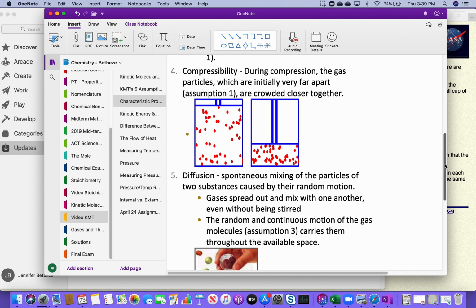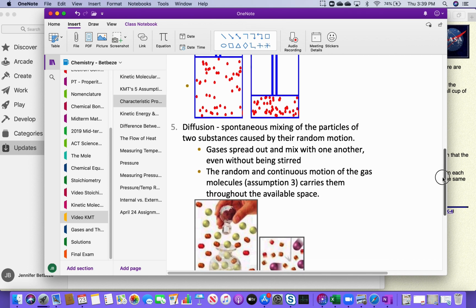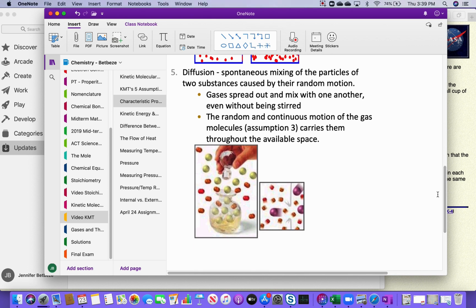And diffusion. So once again, we're getting back to that idea of smelling cooking smells or smelling perfume. Spontaneous mixing. Diffusion is the spontaneous mixing of the particles of two substances caused by their random motion. So gases spread out and mix with one another even without being stirred. And the random and continuous motion of the gas molecules, going back to KMT, assumption 3, carries them throughout the available space.